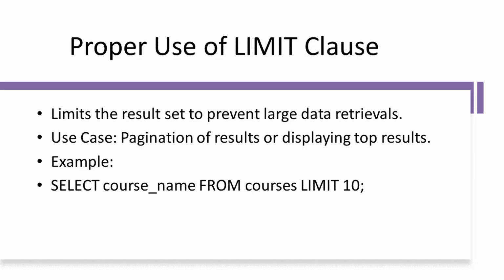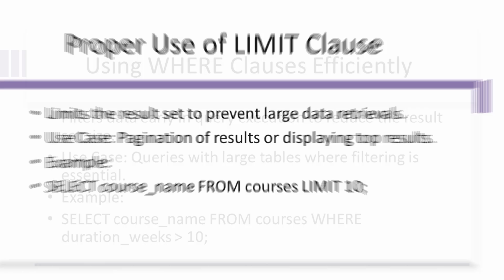Next, let's talk about the limit clause and how to properly use this. The limit clause helps you control the amount of data retrieved by a query. This is especially useful in scenarios like pagination, where you want to load only a portion of the data at a time. Limiting the results can significantly reduce the time it takes to execute a query and improve overall application performance. For example, retrieving only the top 10 courses instead of fetching all the records.